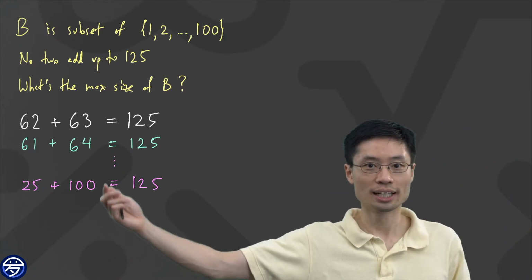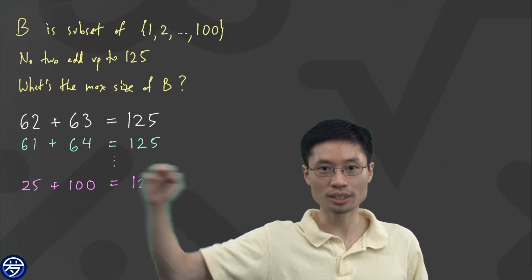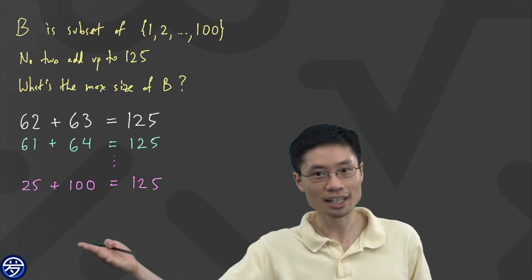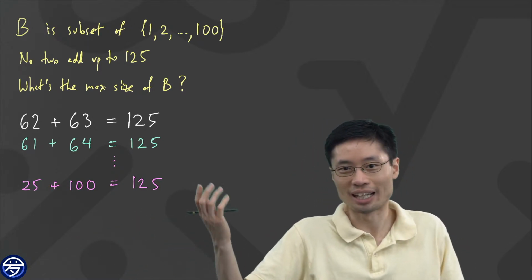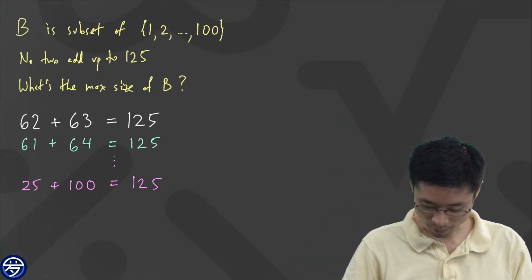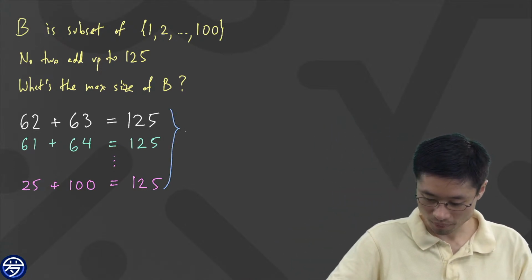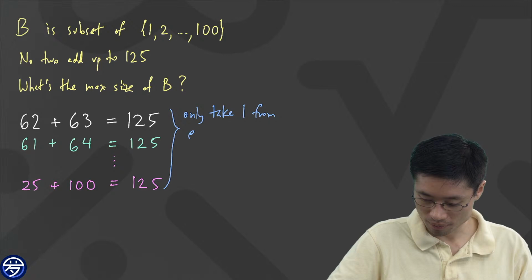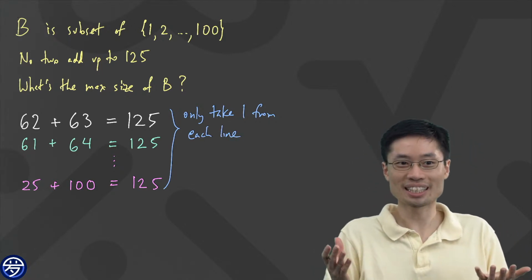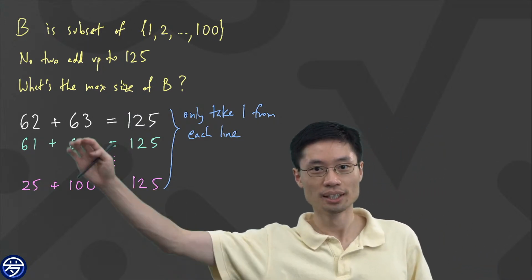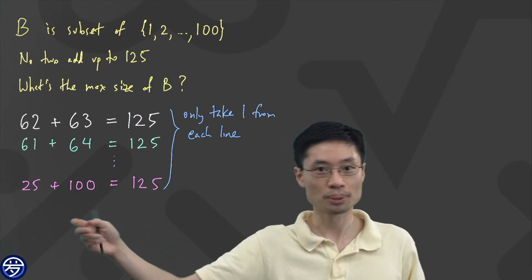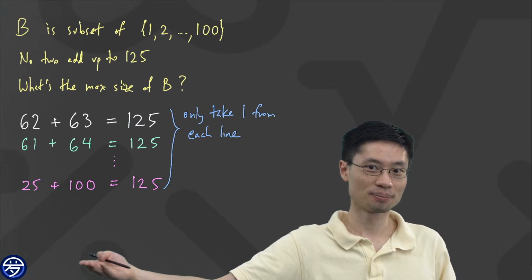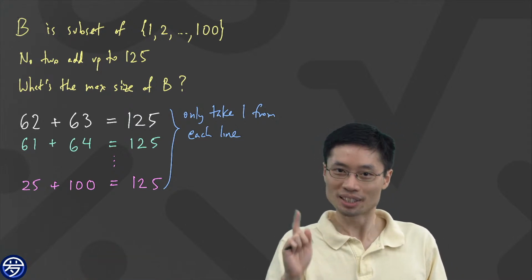Now what we know is that from each of these, I can only take one, and then everything else I can take, because anything else won't add up to 125. So from each of these, only take one from each line. Okay, then what's the answer? So the answer is just going to be how many lines there are plus how many more numbers there are. That's one way to do it. But there's a better way to do it.